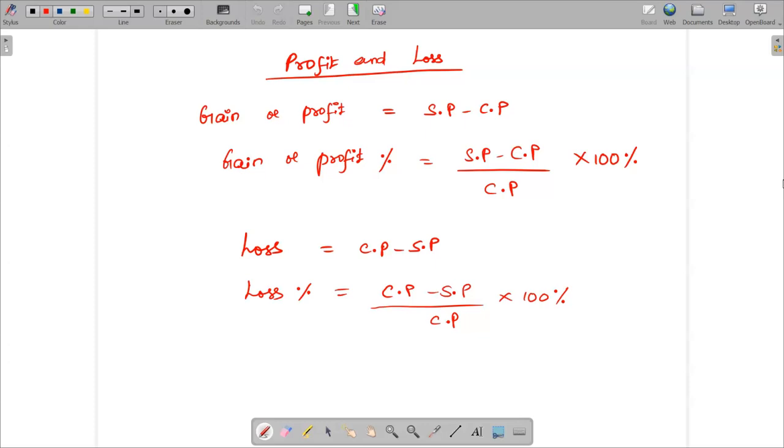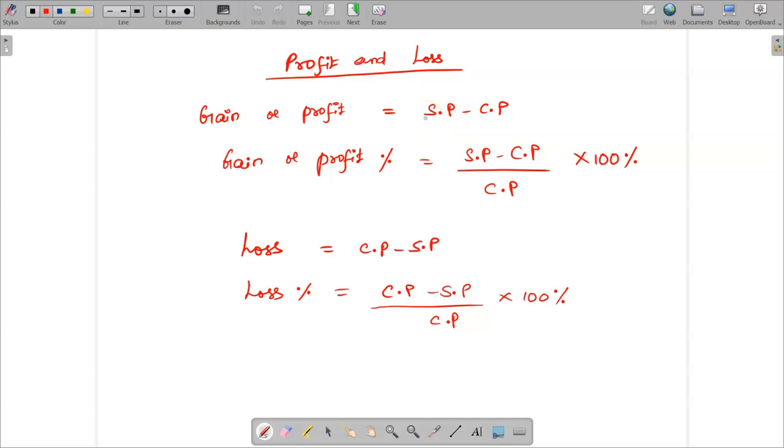Today we are going to discuss profit and loss problems. Generally the gain or profit is given by the formula SP minus CP, that is selling price minus cost price. And similarly the gain or profit percentage is given by selling price minus cost price divided by cost price.